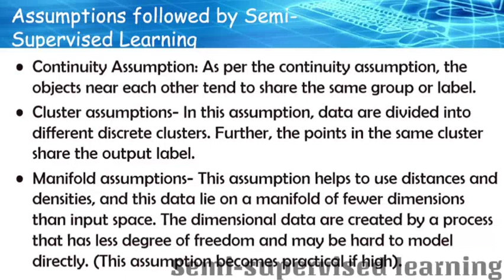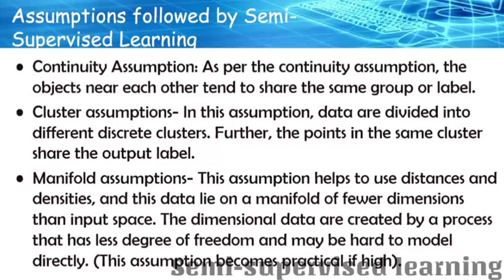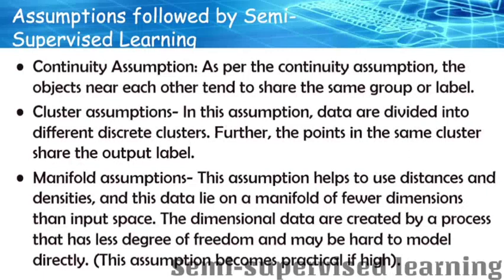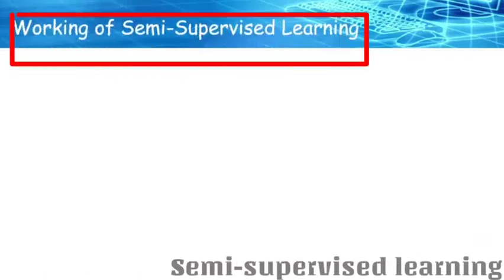Again, the manifold relies on fewer dimensions than the input space, and the data is created by a process with very few degrees of freedom, which is hard to model directly. Whenever this assumption becomes practical, it can make for a very robust machine learning algorithm if the assumption is completely followed. Now we'll see the working of semi-supervised learning.